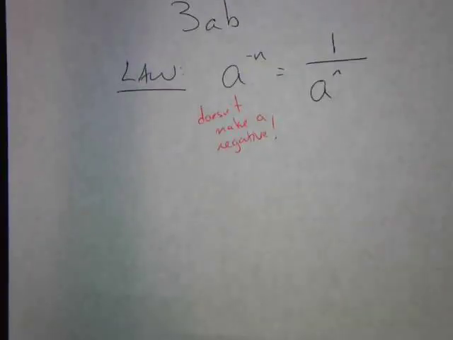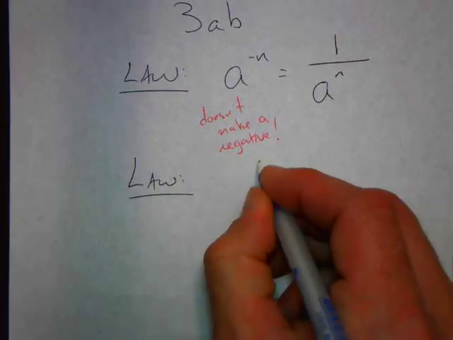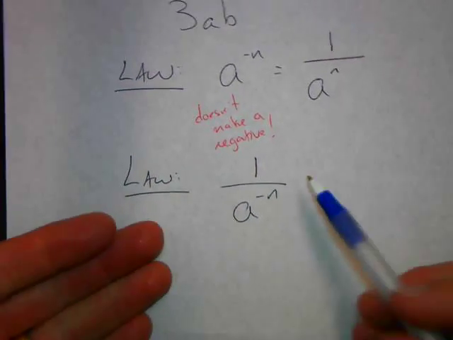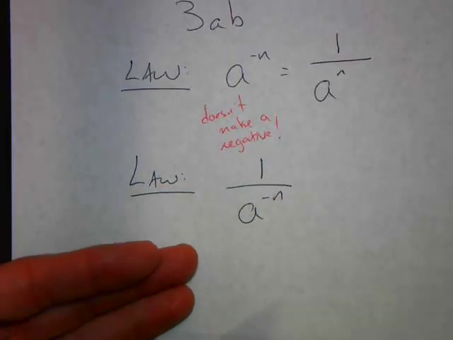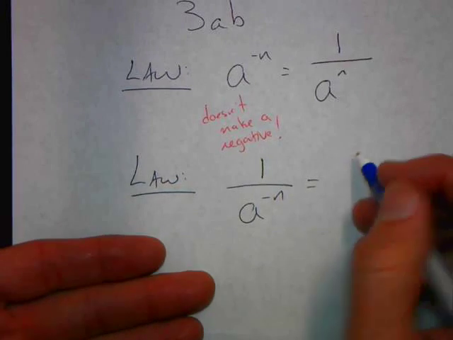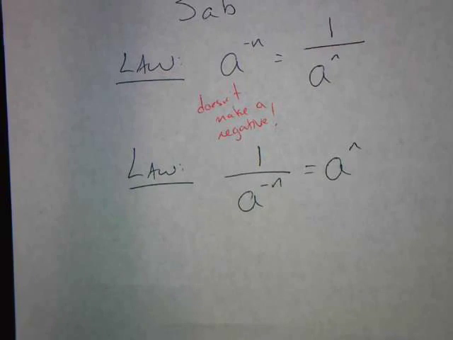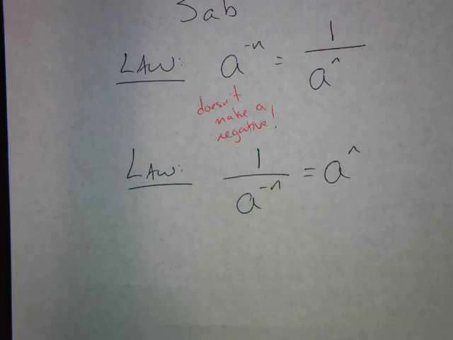On the other side, what if you had a negative exponent that was already in the denominator? Well, 1 over 1 over something puts it back in the numerator. If you have a negative exponent in the denominator, it simply moves the term into the numerator. Okay, so it doesn't make it negative. It just simply moves it into the numerator. Okay, those are all the laws of exponents.